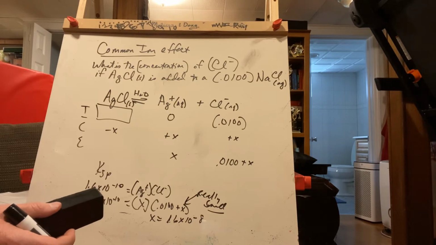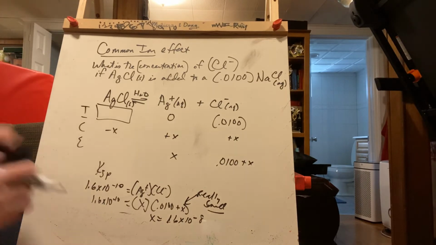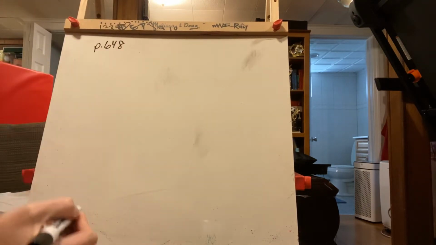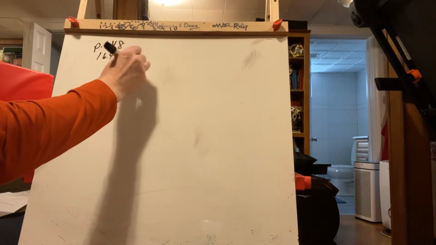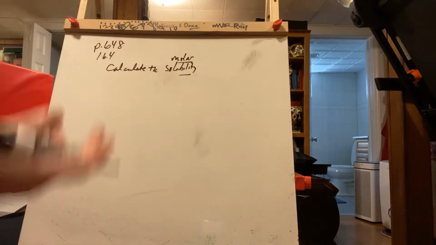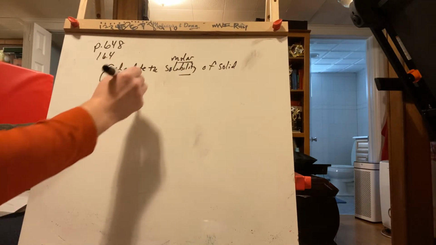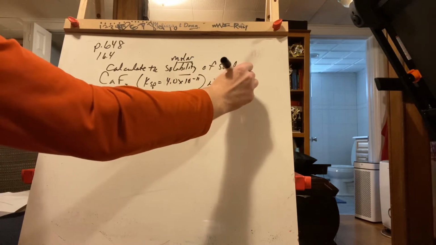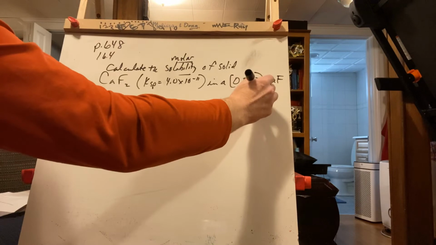So I'm going to do, where is this one? Page 648, and it's example 16.4. So they said, calculate the solubility. Okay, I'm just going to throw in molar solubility. They'll pretty much always put molar solubility, but we could just say solubility of solid CaF2 with a KSP of 4 times 10 to the negative 11 in a 0.025 molar NaF solution.